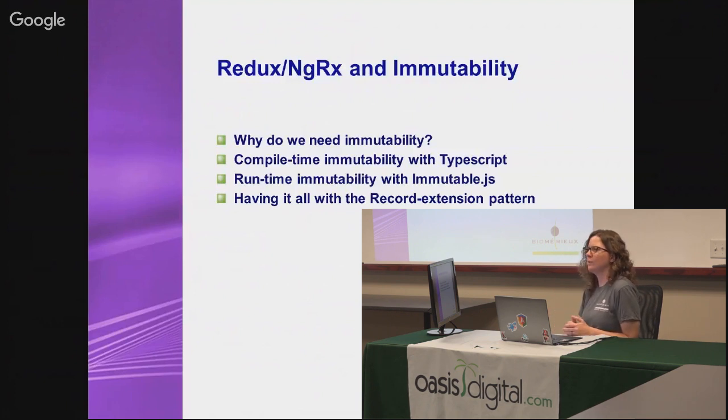So we're going to talk about how we get true immutable objects. And there's 2 ways to achieve this. You can have compile time immutability, so there, of course, we're talking about TypeScript, and you can have runtime immutability with Immutable.js. And ideally, we'd like to combine these two things together and get full compile time and runtime immutability.